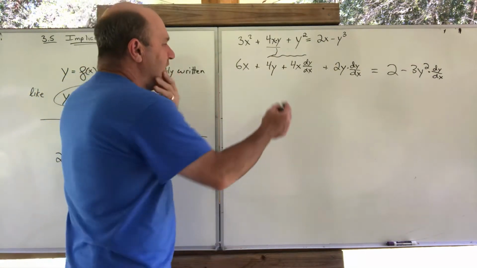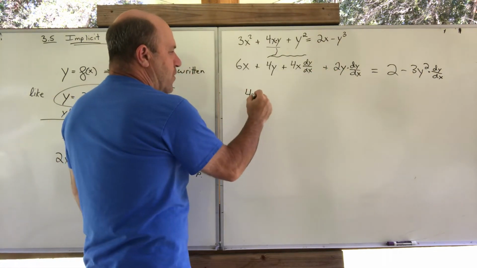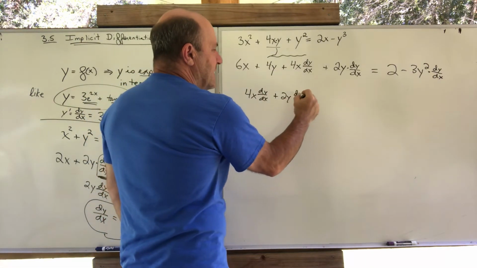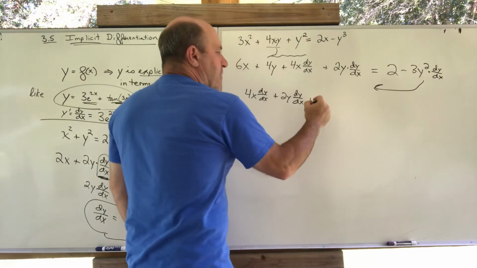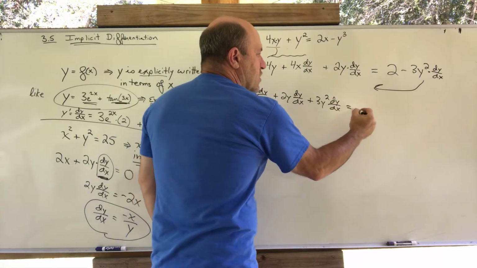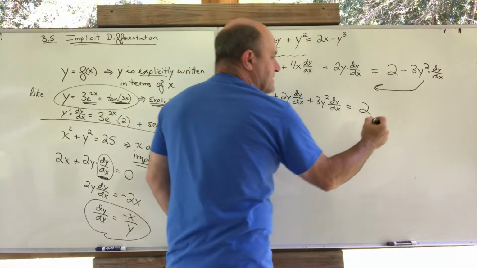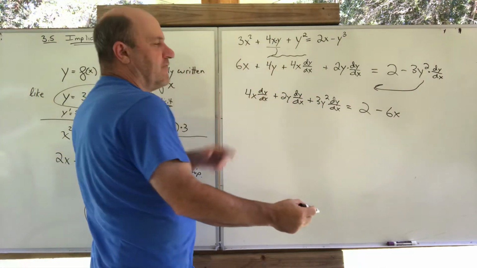I already got, let's see, so let's get the dy/dx stuff on this side. So I got the 4x dy/dx. I got the 2y dy/dx. I'm going to move this over here, so that'll be a positive 3y squared dy/dx. Equals, I'm going to move everybody else to the other side. There's already a 2 on that side. I'm going to move this negative 6x and a negative 4y.